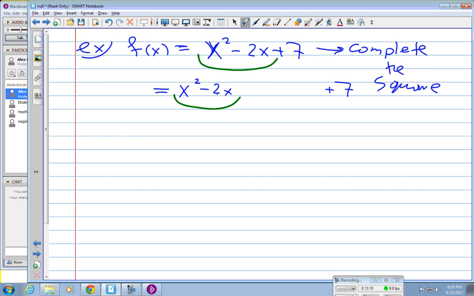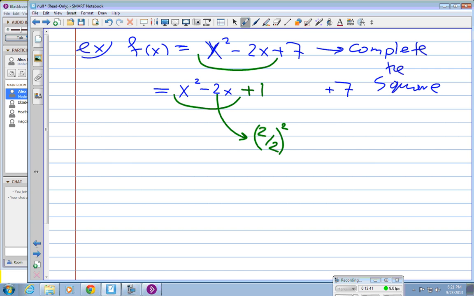Yeah, so we're going to take the coefficient in front of x, divide it by 2, and square it. So we take the 2 in front of x, we divide it by 2, and we square it. This gives me that missing piece that I need in order to complete the square. So what am I adding here? I have to add 1, right? Is that okay? So my incomplete square was missing 1.